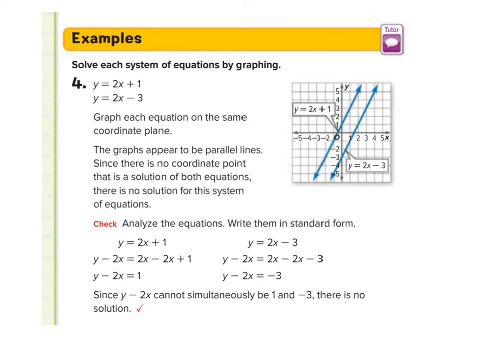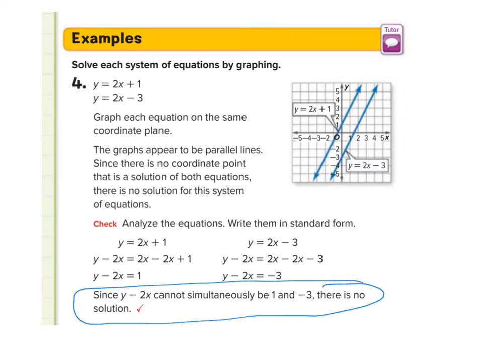It says solve each system of equations by graphing. And so I see the slope-intercept form, y equals 2x plus 1 and y equals 2x minus 3. They both share the same slope, but they have different y-intercepts. So when this happens, the lines are parallel with each other and will never touch. So there ends up being no solution to the problem. So down below it says there is no solution.